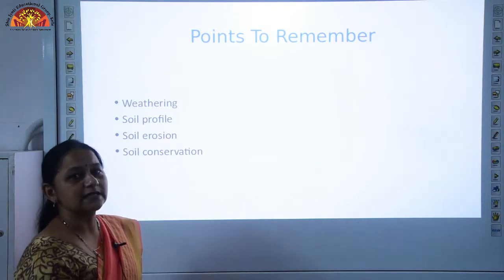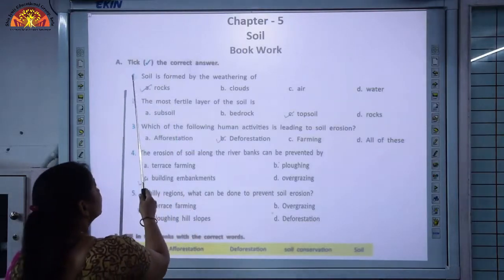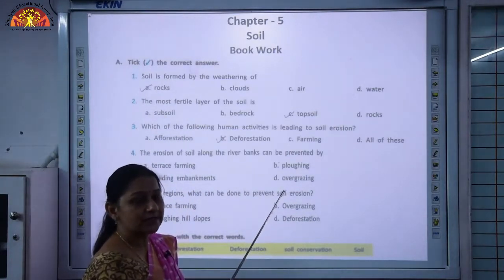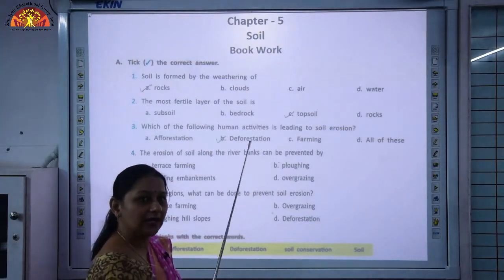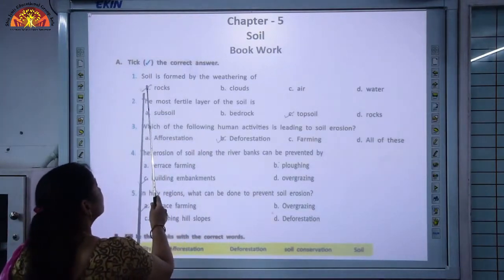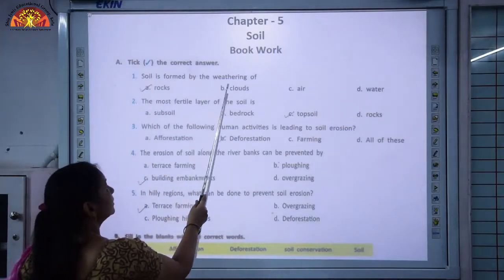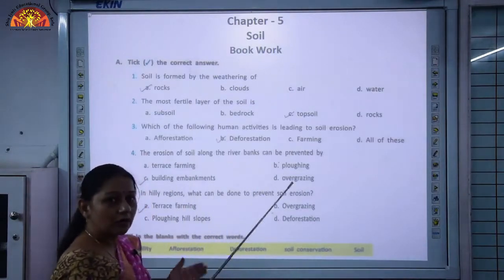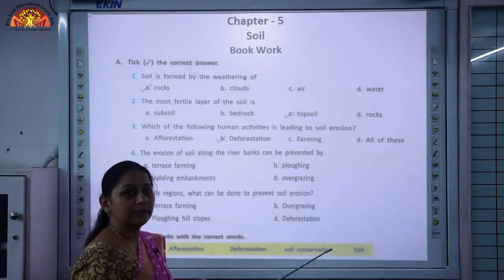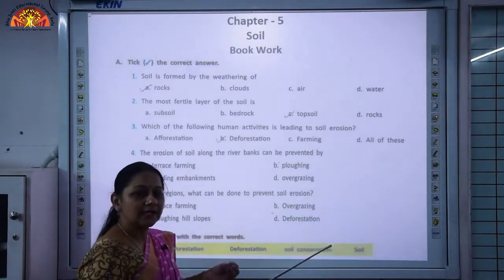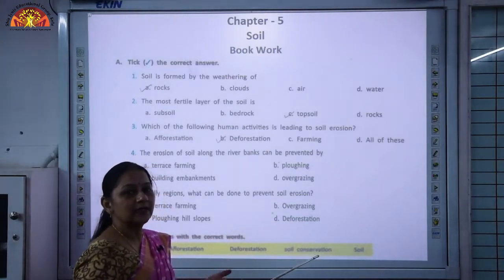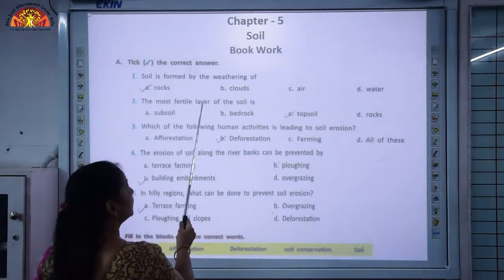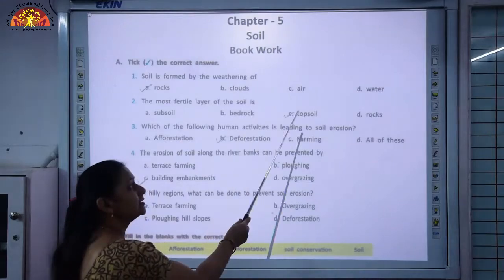Now we are going to discuss the bookwork. First question, tick the correct answer. You are given 4 options. You have to choose the correct one and tick it. First question, soil is formed by the weathering of rocks. Big rock pieces, when they break up into smaller pieces and further into more fine pieces, then they make up the soil. Second, the most fertile layer of the soil is topsoil.